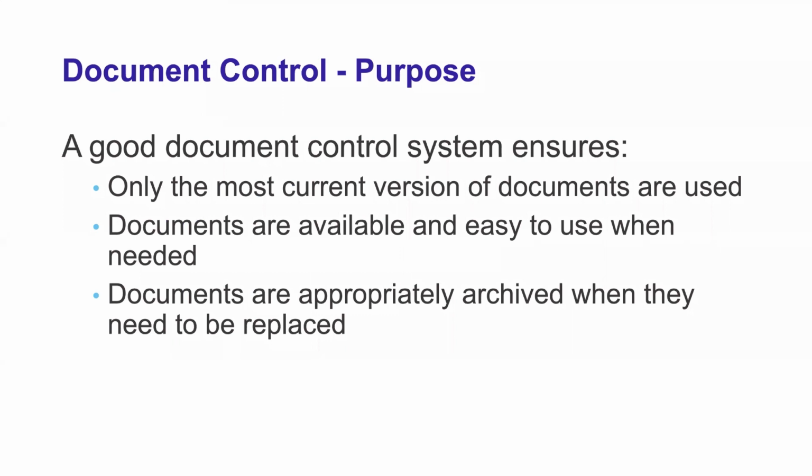So what's the purpose of document control? A document control system is really critical to make sure that only the most current version of documents are the ones that are being used. So we want to make sure there's not a bunch of old SOPs that haven't been updated floating around in the lab that folks are using. The staff should really only be using the current version of the SOP. We also need a document control system to make sure that documents are available and easy to use when needed, and that they are appropriately archived when they need to be replaced.